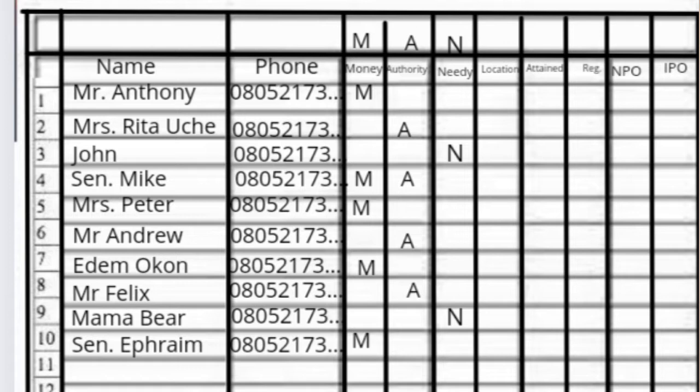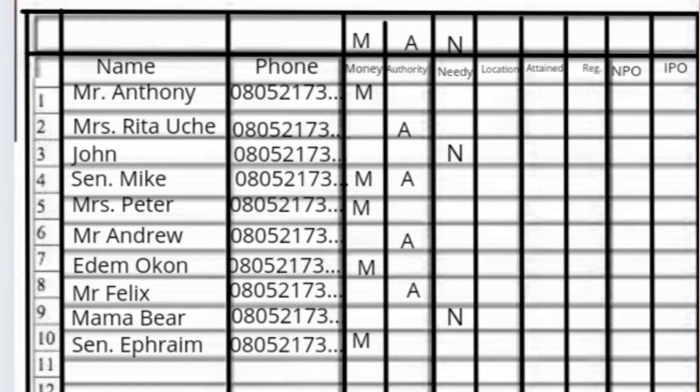Then the next one could be Mrs. Rita. Mrs. Rita may not have money, but she's actually a group leader that has authority. She has influence. Since she doesn't have money, but she has authority, you write A under Mrs. Rita. Then next to that could be John.